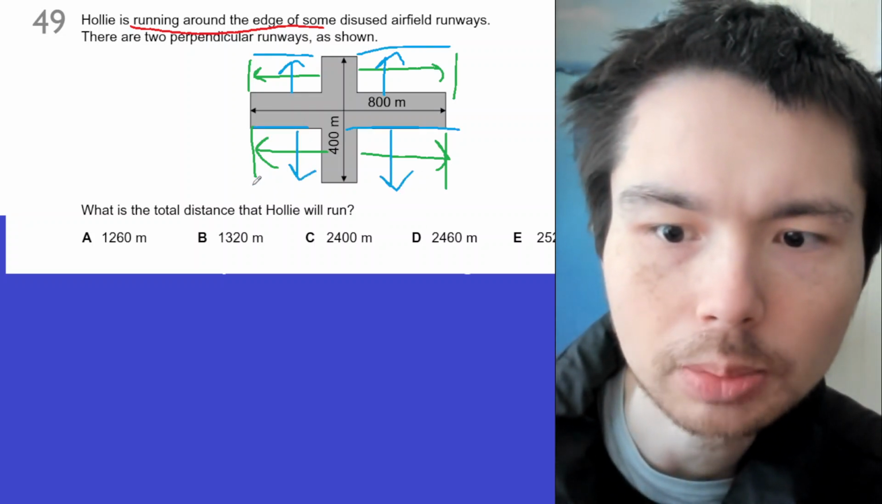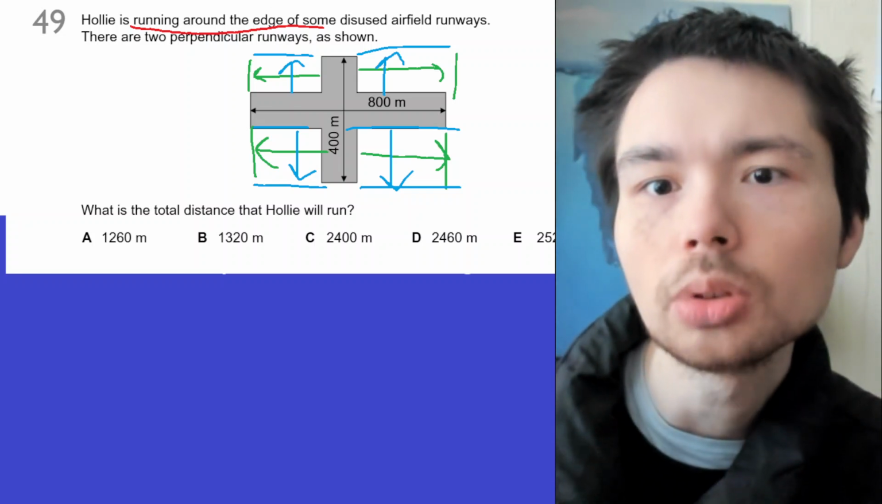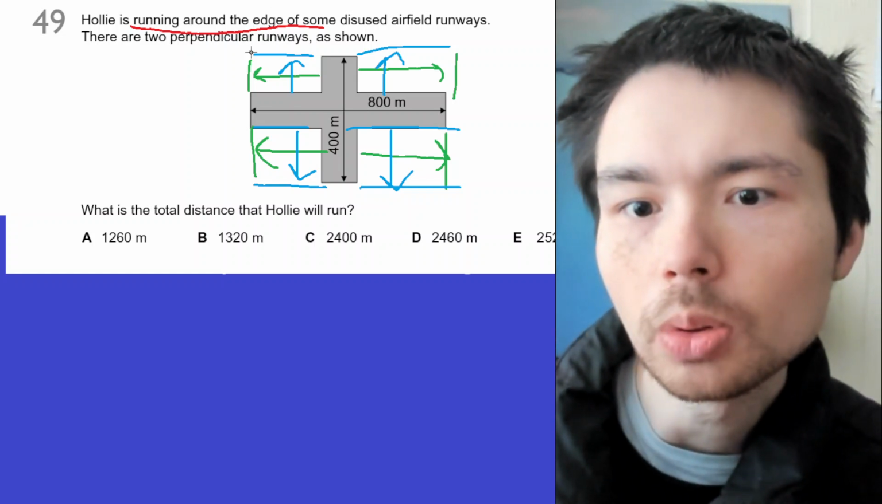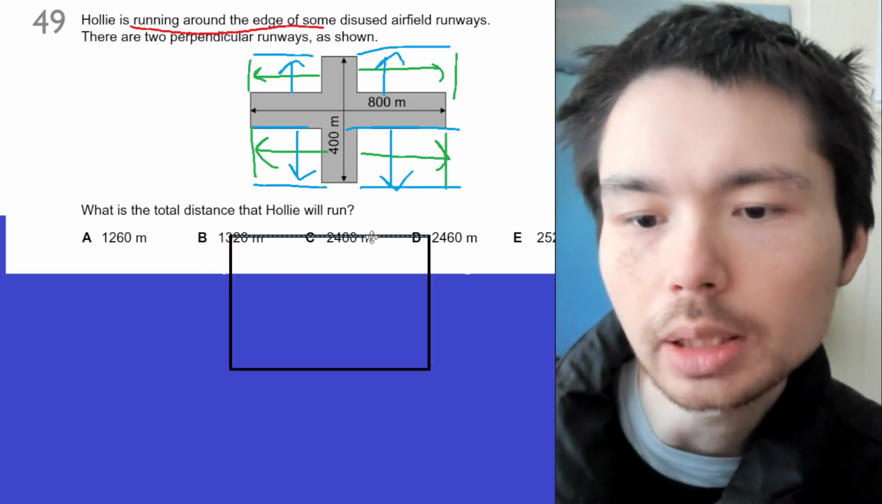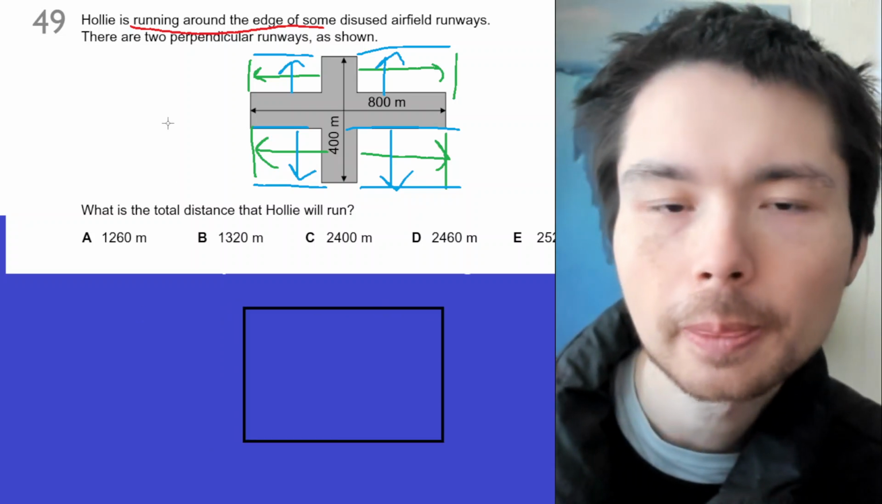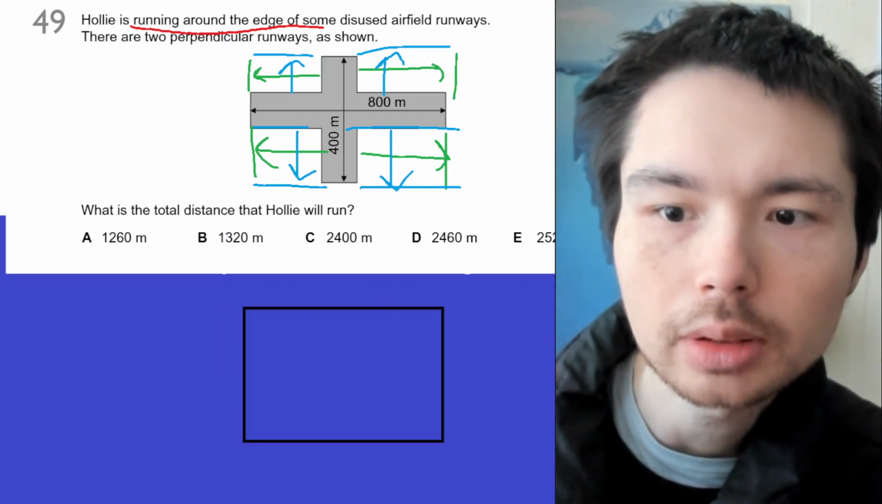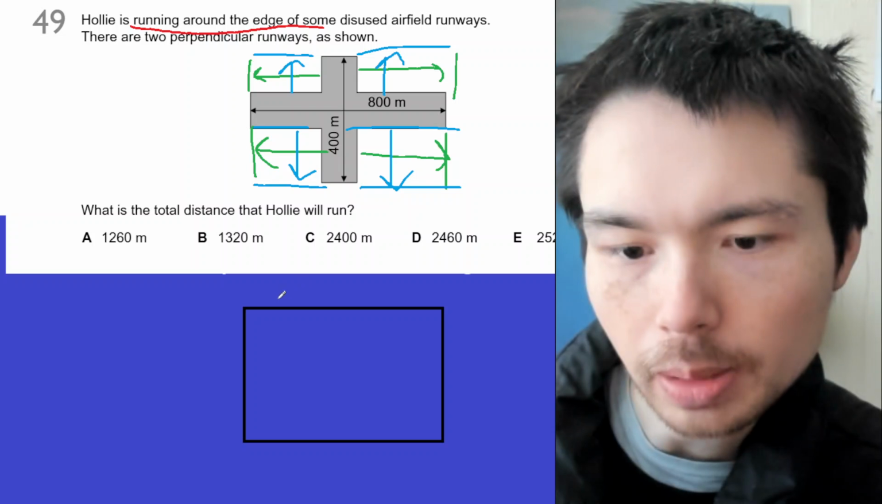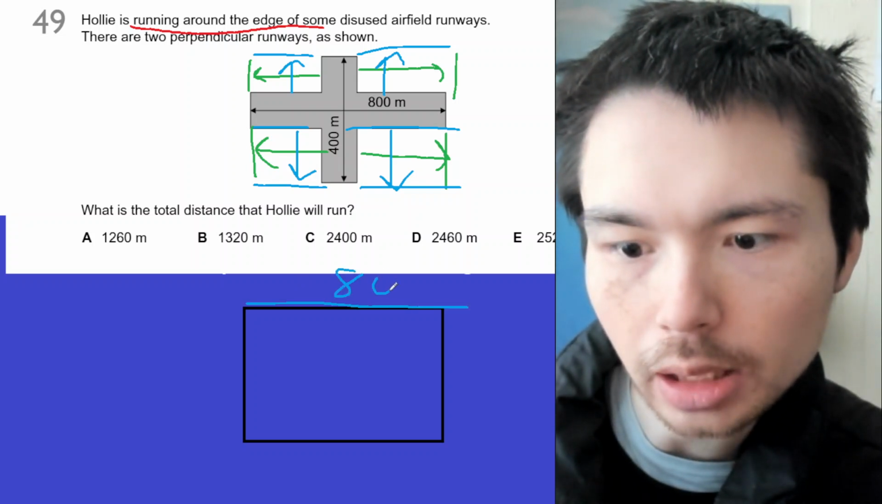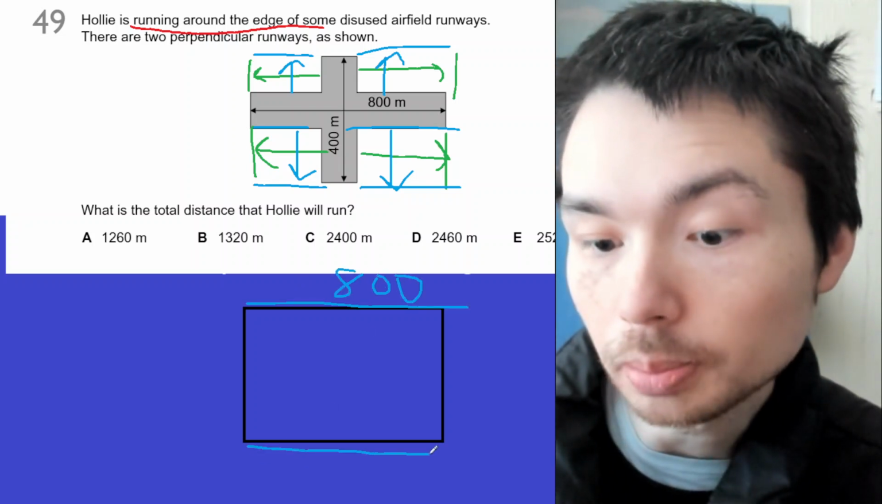So why is William drawing it like this? Because overall we now get a more well-known shape. We basically have a rectangle. And we have the entire length. So if you look at this bit, that top blue bit, that's 800. We also have that on the bottom.